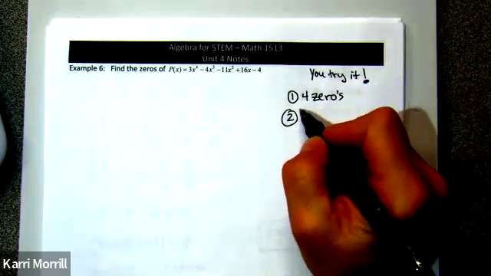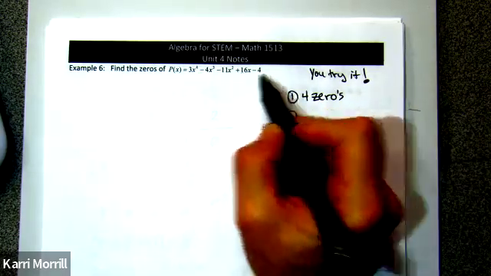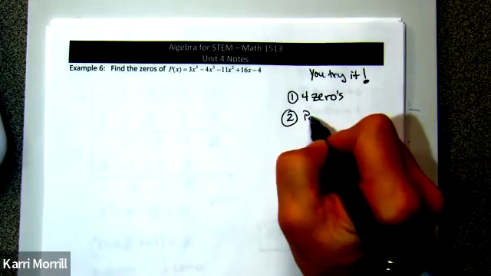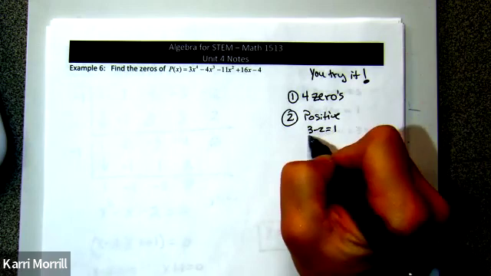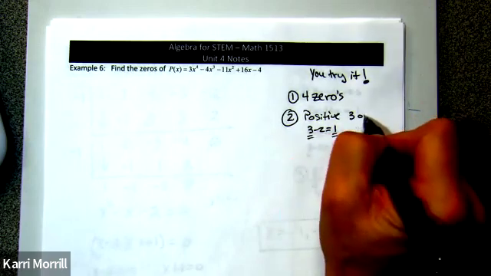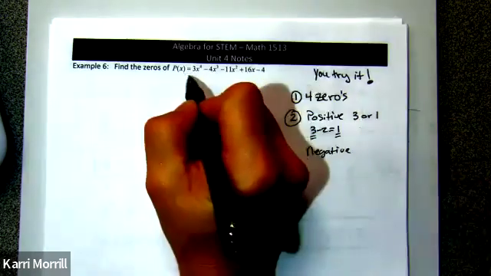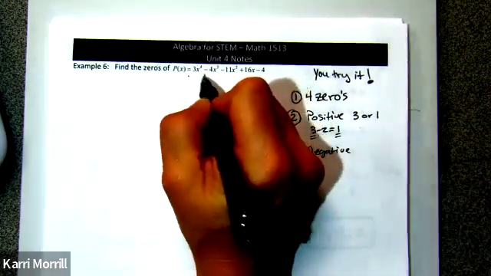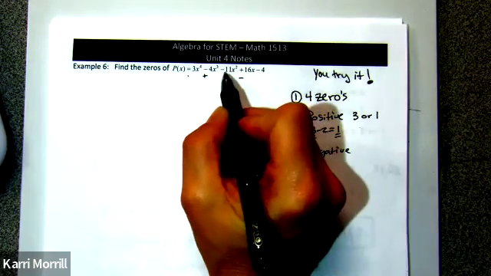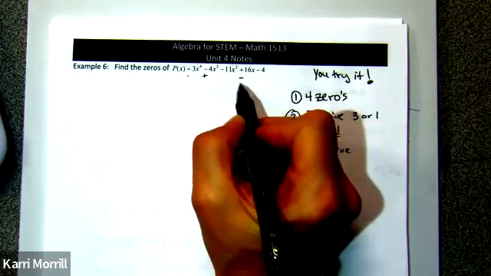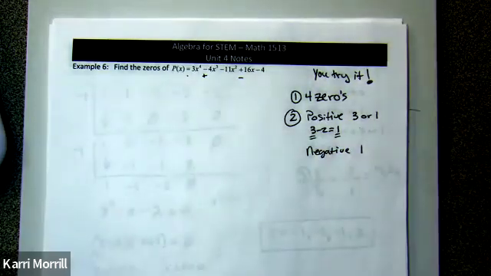Descartes' rule of signs. There's 1 change, 2 changes, 3 changes. So for the positive, there are 3 or 1. And for the negative, the sign changes underneath this sign. This would be a positive, and this is a negative. So positive to positive, positive to negative is 1. Negative to negative, negative to negative. So just 1 possible negative.